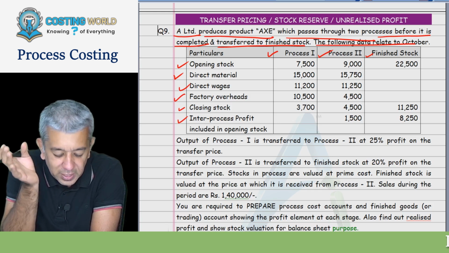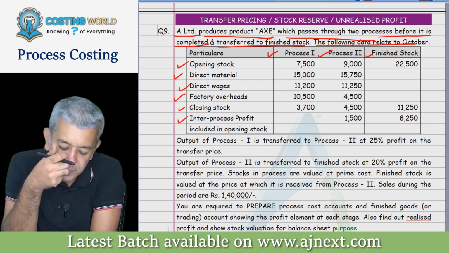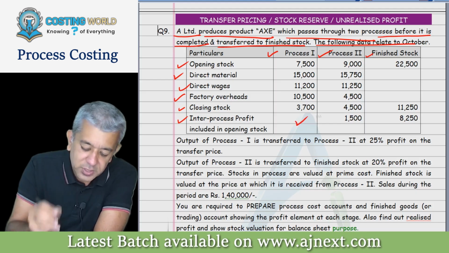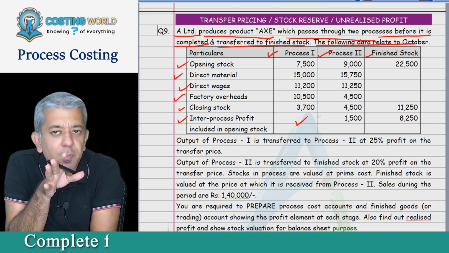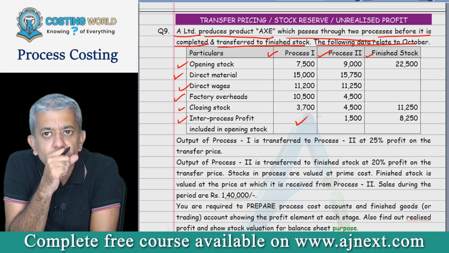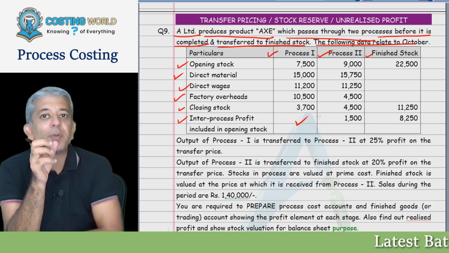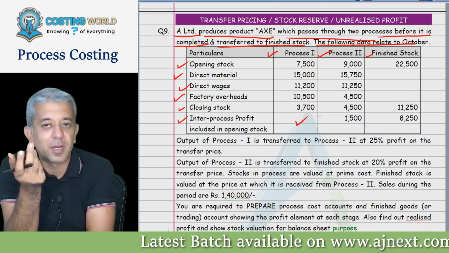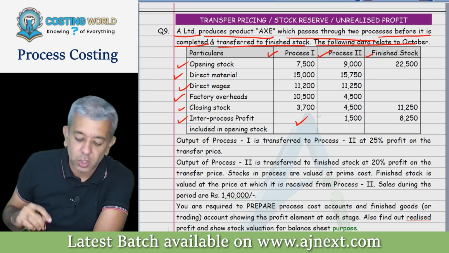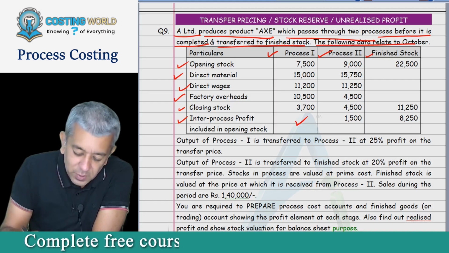Inter-process profit included in opening stock. Inter-process means stock reserve. Obviously for process 1, stock reserve cannot be there. You all understand why? Because process 1 is a starting process. It is not purchasing anything from some other department. So therefore in its stocks, there cannot be any unrealized profit. Because it's the starting one.